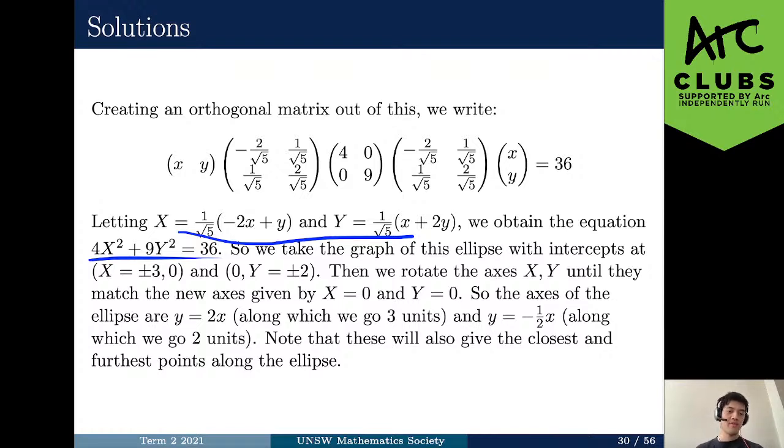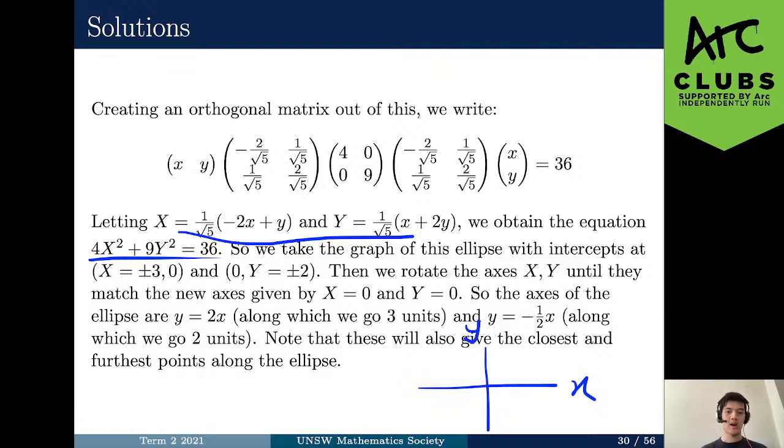So this is of course something that we can very easily draw because we don't have that xy term in the middle. This should just be an ellipse with intercepts of plus or minus 3, 0, and 0 plus or minus 2. But of course, this is on the big X and big Y axes, which is not what we want. We want to have the small x and the small y axes. And how do we do that?